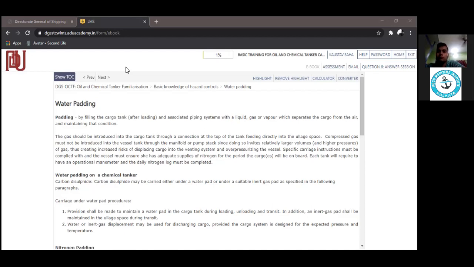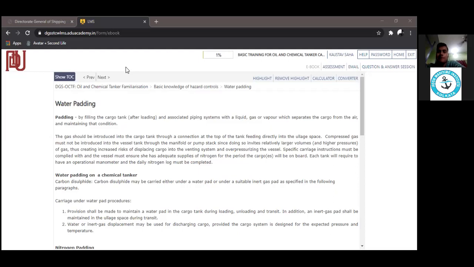So there are small lines which are provided for nitrogen padding. You should use those, which are coming from your PV valve and your venting line. Other cargo lines are big, so you should not use them. And there are specific instructions given in the VCS or vapor manual on the ship, so you should follow them. Then there are specific instructions about which type of nitrogen you have to use.